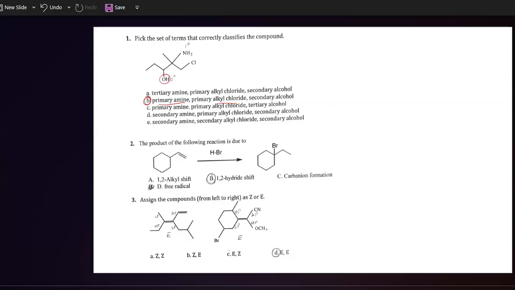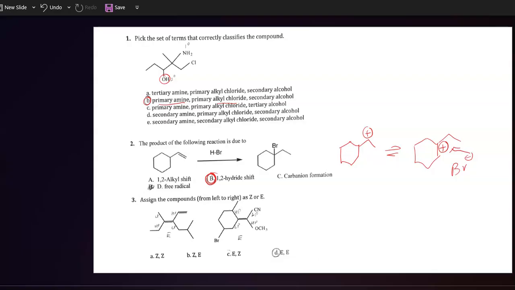Next one is asking what will be the product. The product of this reaction is due to what is called a hydride shift. This is again a case where your carbocation will be formed at a secondary carbon to begin with, but then there is a shift here, because from a secondary you can move to a tertiary carbocation, and that's where the Br goes and attacks and you get the final product like this. So it is a result of a 1,2 hydride shift.